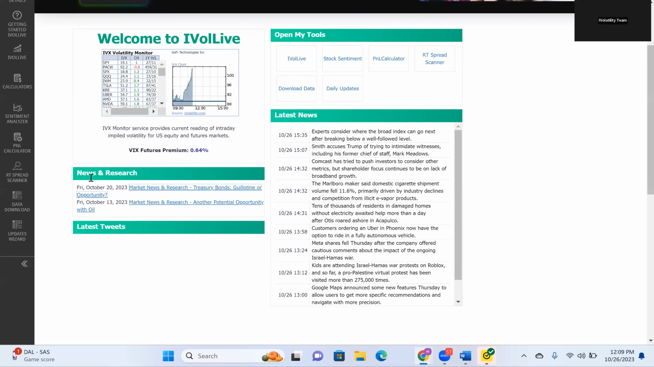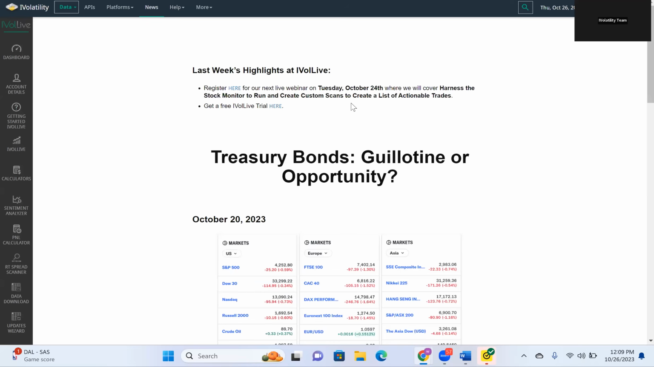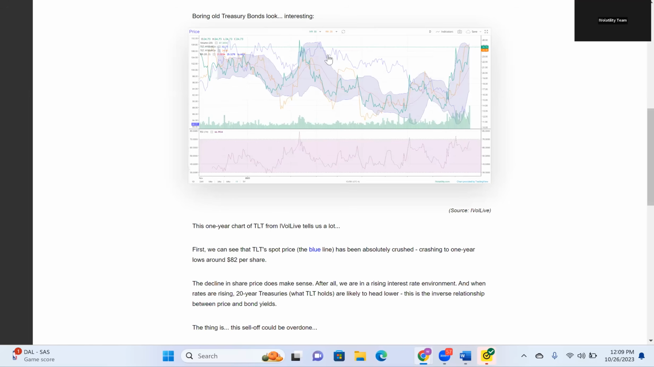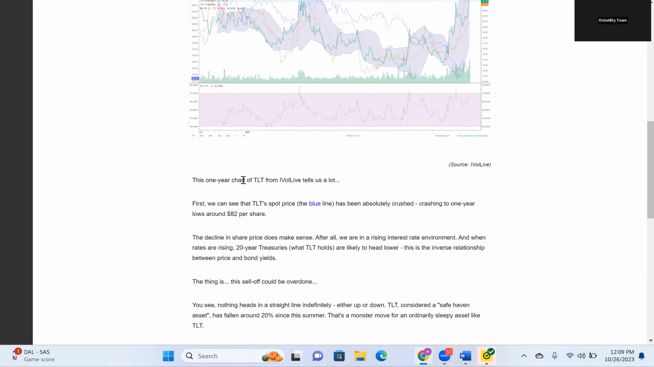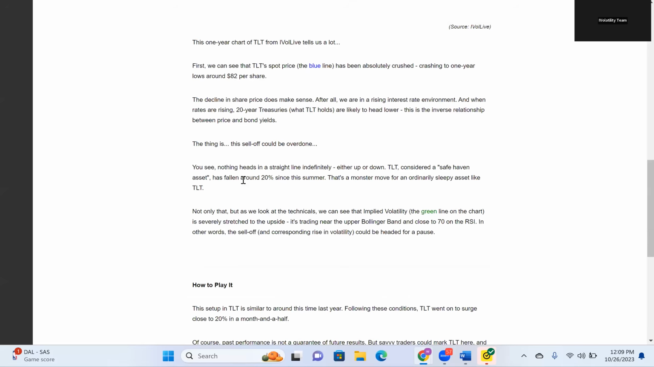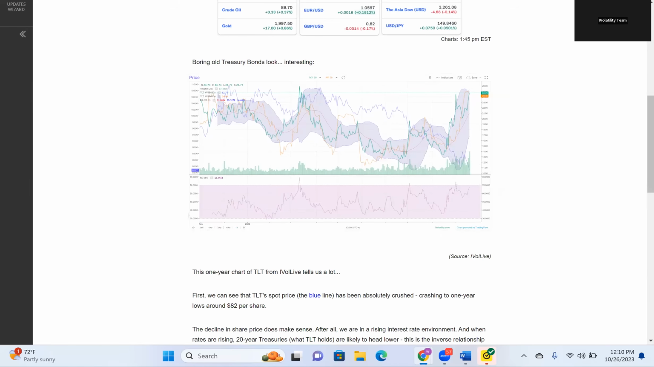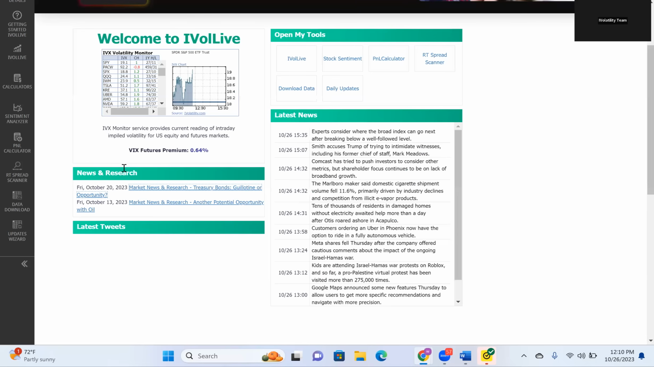So this is what our team is putting out, finding things that they're particularly interested in. And last week, let's see, it was treasury bonds. So here we looked at what was going on with treasury bonds. Interest rates have been very important with the market. So we analyzed what was happening with the TLT, looking at the 20-year bond. Bonds have gone down, rates have gone up. So very interesting editorial. And then you could use this to then come into IVolLive and potentially create some trades.